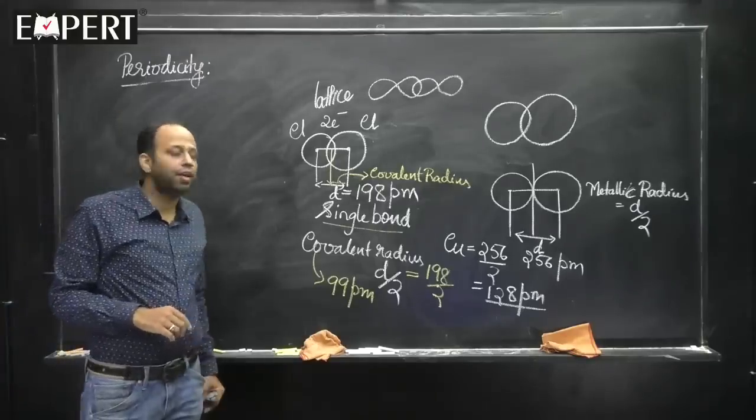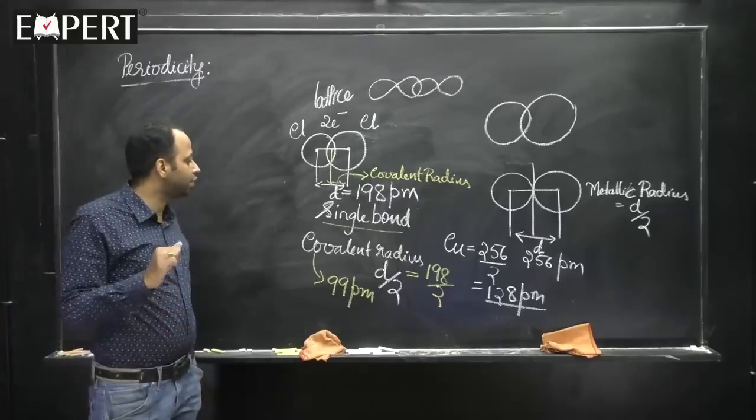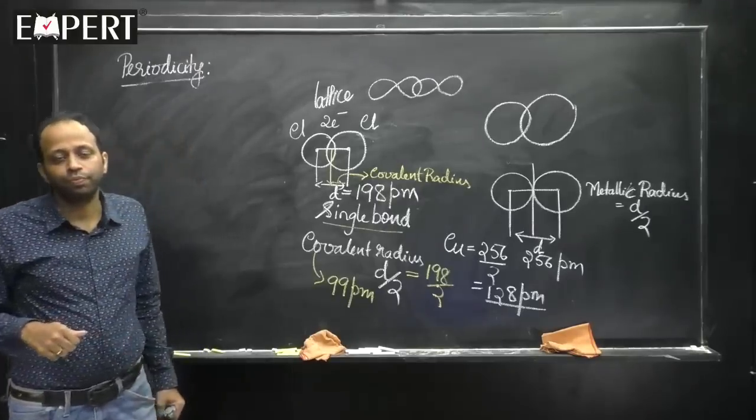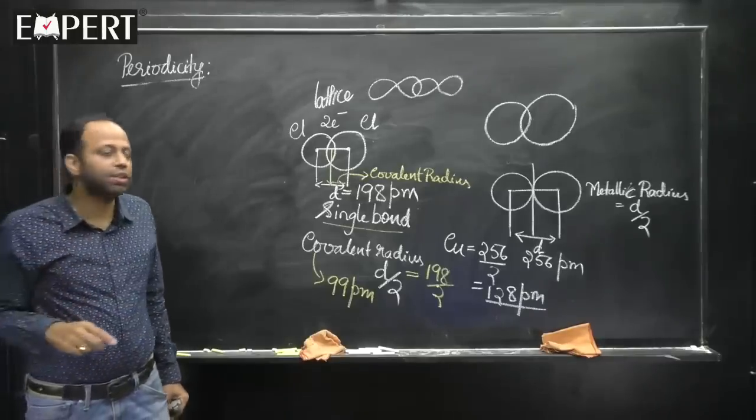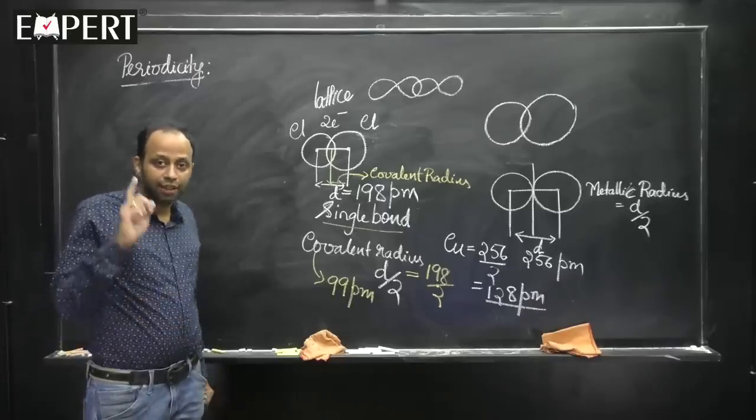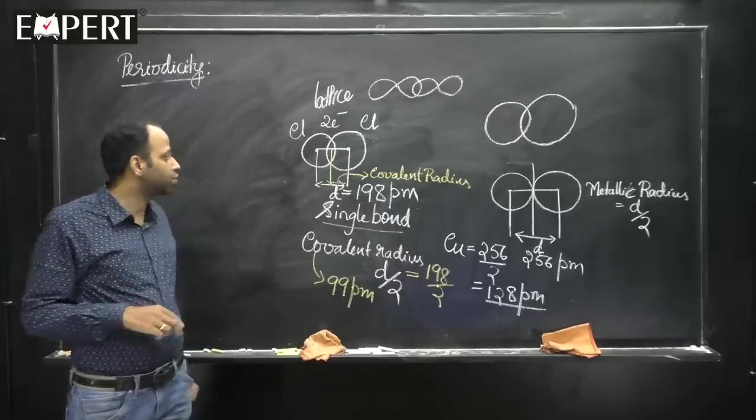Metallic radius and covalent radius. So, for the same element, I think you can understand if it forms both metallic as well as covalent bond, single covalent bond, okay, that is what will happen.